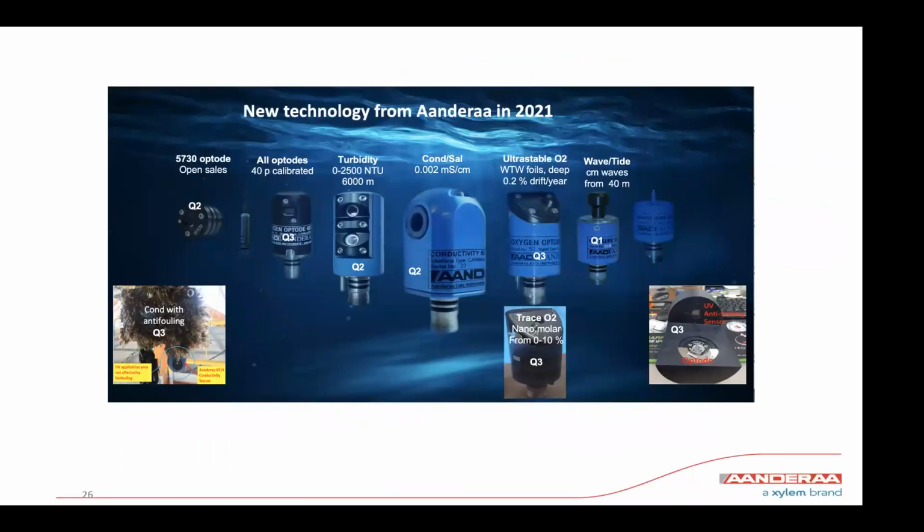And finally, I showed you one slide of some new technology that we will be releasing this year. We will be releasing a new turbidity sensor, 6,000 meter rated and with a range from 0 to 2,500. We will be releasing a much higher accuracy conductivity sensor, and for the deep water oxygen optodes we have new types of foils, which have already been used for many years on the shallow water ones, but which are more stable. And we already released centimeter wave detection from higher depths on the wave and tide sensors, and also some features for anti-fouling with optodes, oxygen, and conductivity with built-in UV anti-fouling.